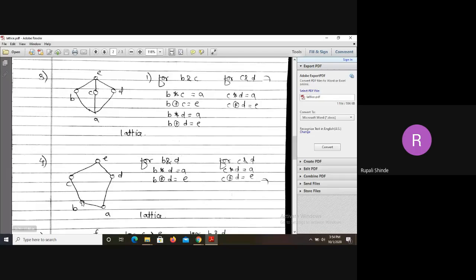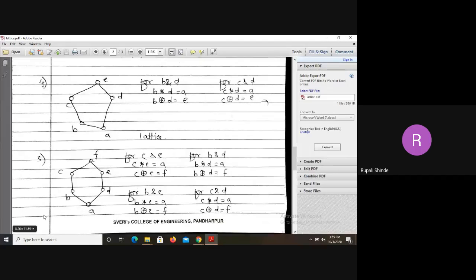Likewise, check for the pair of elements B, D. So B star D, that is the greatest lower bound of B and D, is A. And the least upper bound for B and D is E. So again we can say that here also there exists a greatest lower bound and least upper bound for every pair of elements. So this is a lattice.